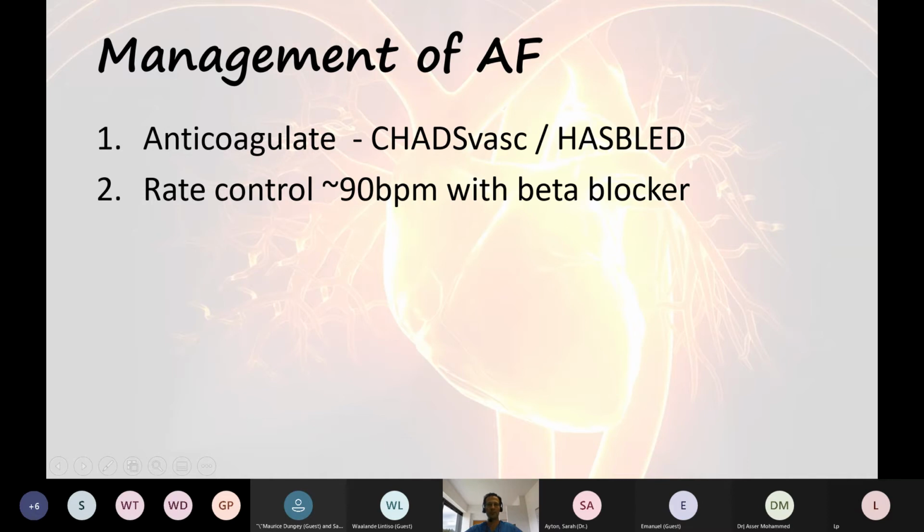I've been asked the question on the chat, what if it's only once a year? Doesn't matter. Doesn't matter if they've had their first episode of atrial fibrillation. If they've got the substrate to get it again, then them going back into atrial fibrillation is going to mean that they're at risk of having a stroke. So if their CHA2DS2-VASc score is appropriate for anticoagulation, unless you're very confident they're not going to get it again, they should be anticoagulated.